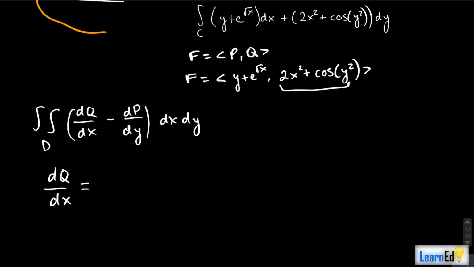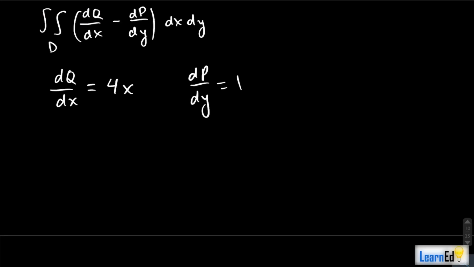So we take a derivative of Q with respect to x. If we take a derivative of that with respect to x, that cosine of y squared goes away, and we're just left with 4x. Taking a derivative of P, we get, well, that e to the root x goes away, and we just have the derivative of y, which is 1. Okay, so there's your two derivatives, and now we just plug that in and go from there. We have dQ/dx is 4x, and then dP/dy is 1. So dx dy. Now what's our region of integration?